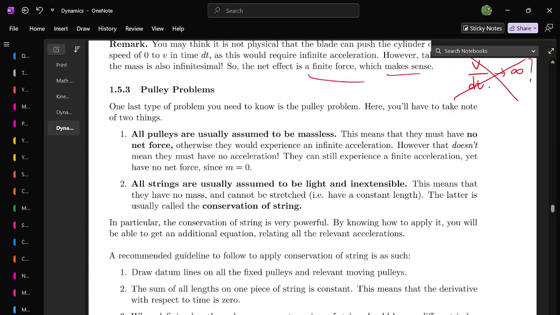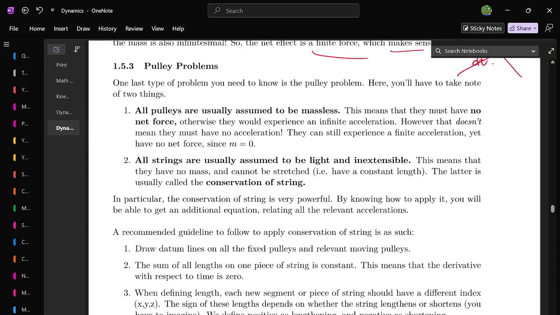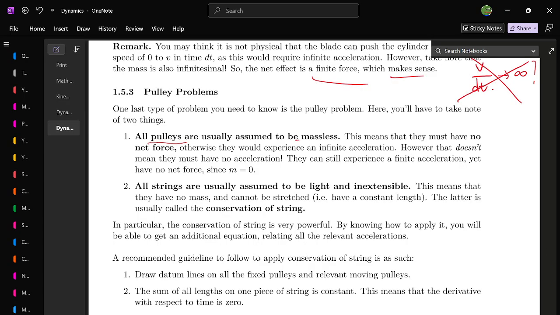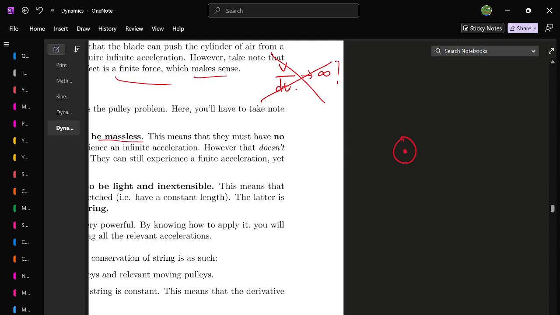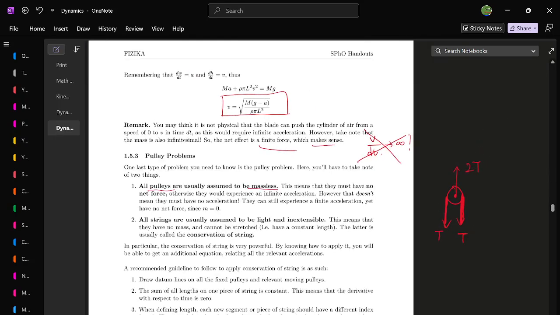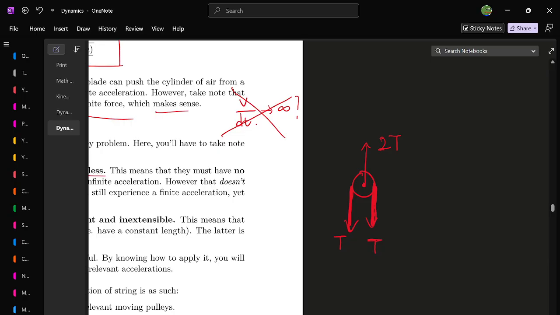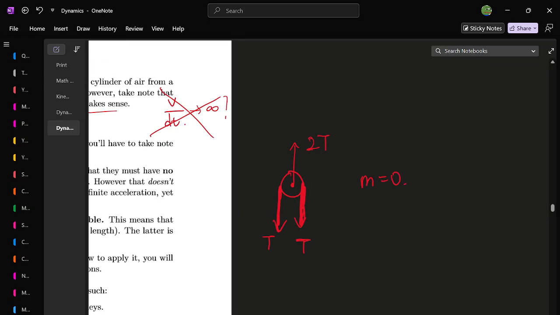Okay. Last type of problem that we need to know is the pulley problem. So here the concepts are that pulleys are assumed to be massless, which means that if you have something like that, if this is a pulley and you have strings like that providing tensions, if the tension in here is T, then the tension in here must be 2T because you need the net force on the pulley to be zero so that it doesn't experience an infinite acceleration because m equals zero. So if F is non-zero, then a will be infinite, which doesn't make sense.